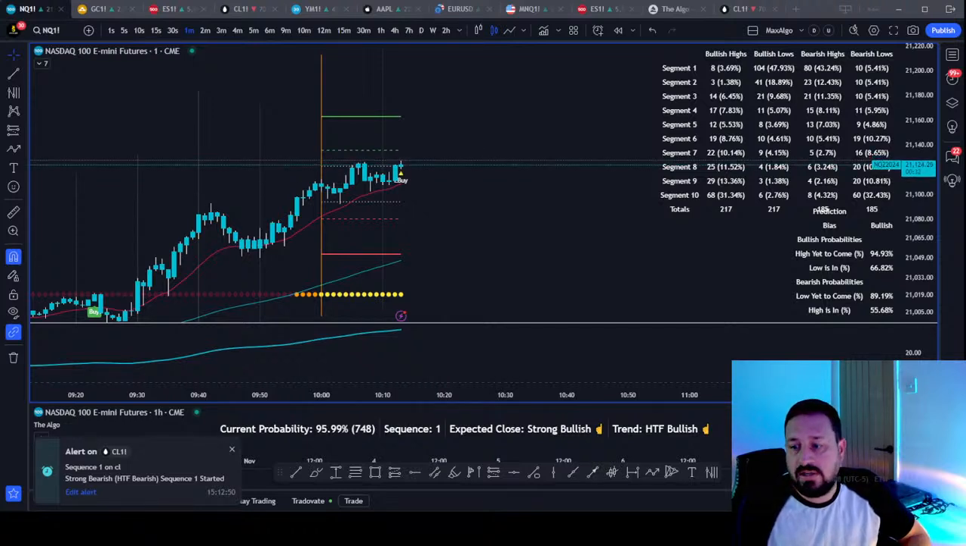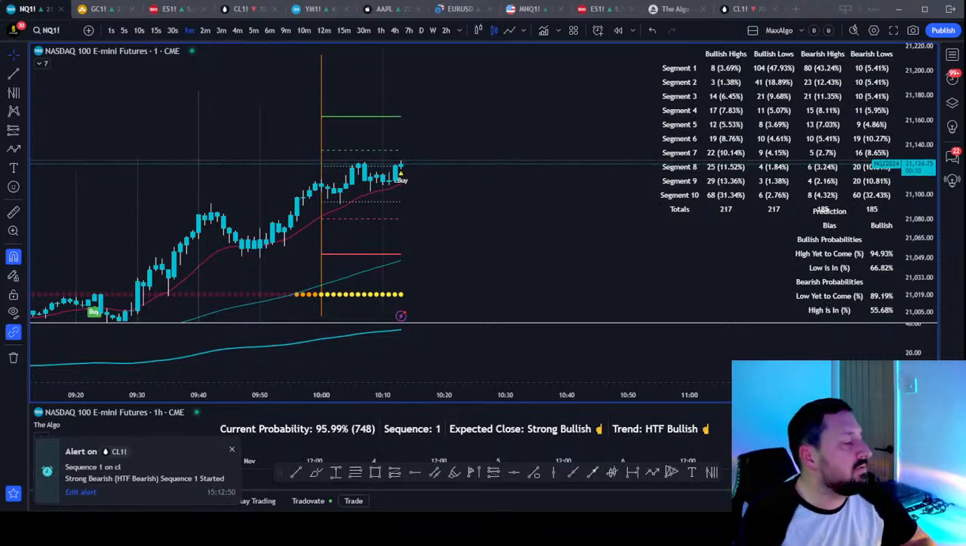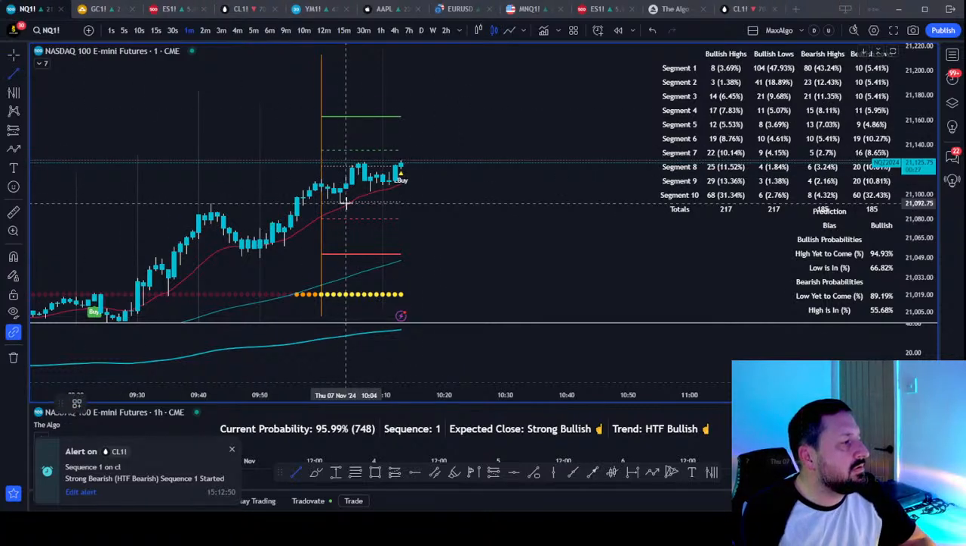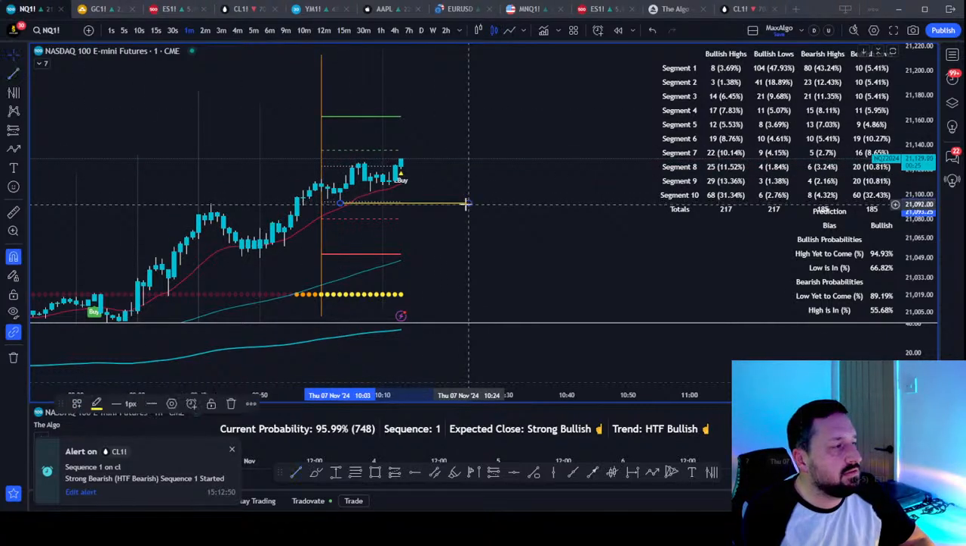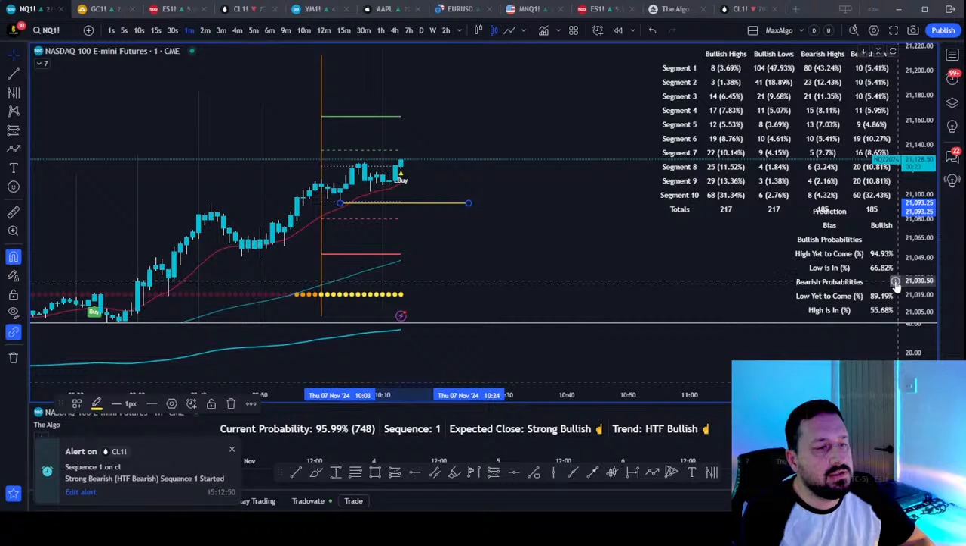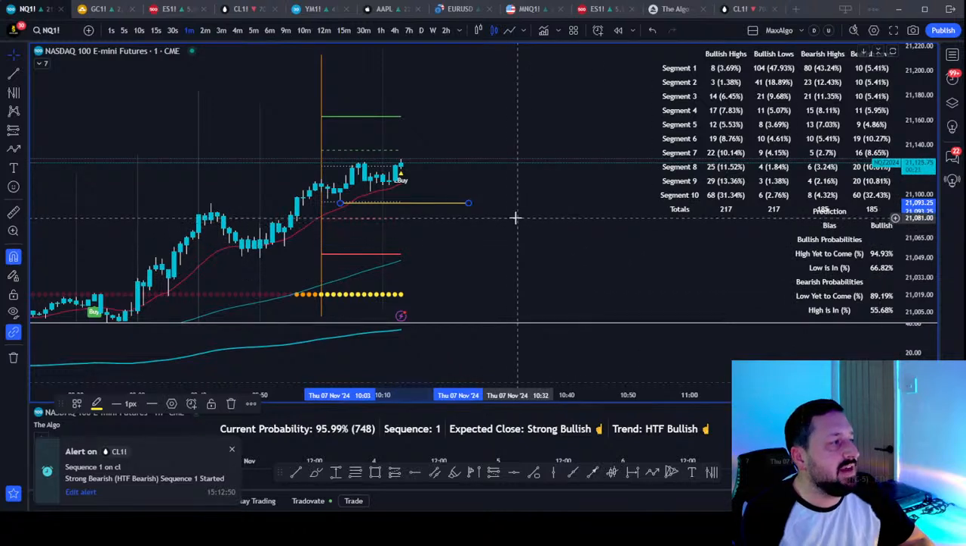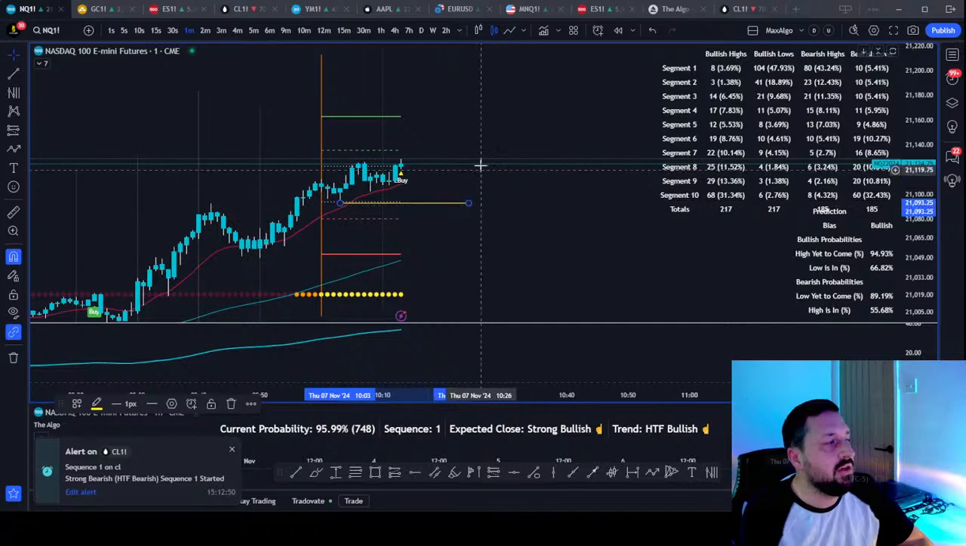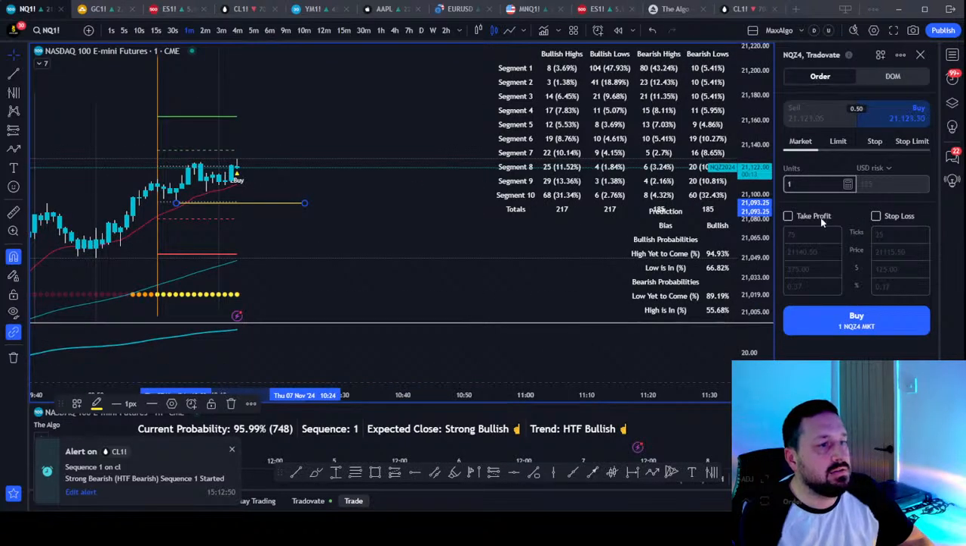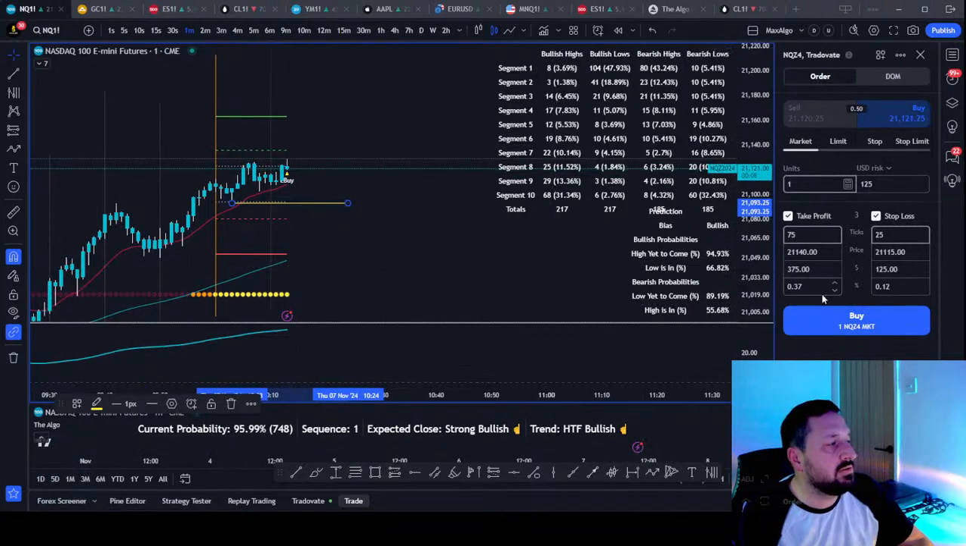So there's our early buy signal. So we are right now looking at a 66% probability that is our low, right? So we've got a 66% probability that's our low, and we've still got a 94% probability that that's our high. So, and we're on a sequence 1.